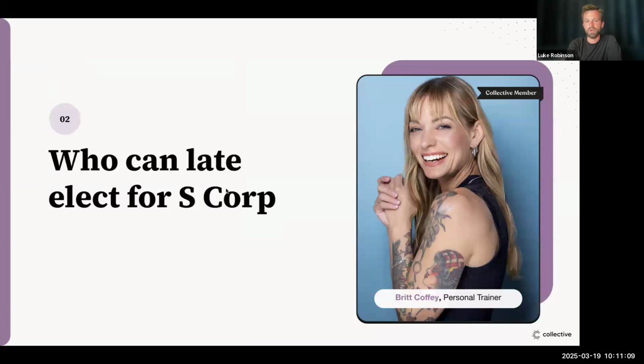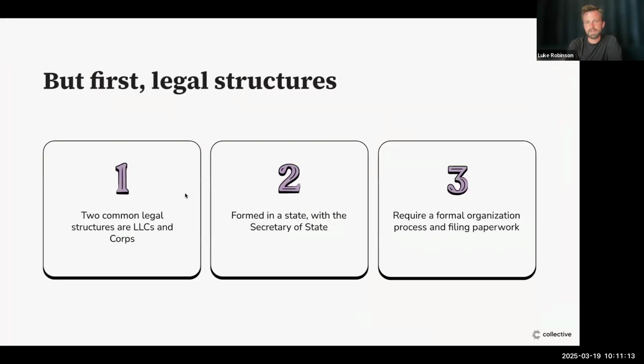Let's talk about who can late elect for an S Corp. And first, before we get into that, let's talk about legal structures. Legal structures are things like LLCs, corporations. They're things that you set up with your Secretary of State's office. Wherever you live, you go to the Secretary of State's office, and these days it's online, of course. And for an LLC, you file articles of organization, and you file an LLC for that state. And that is a legal structure.